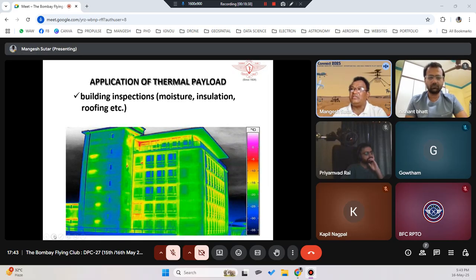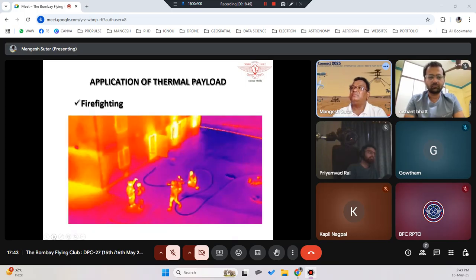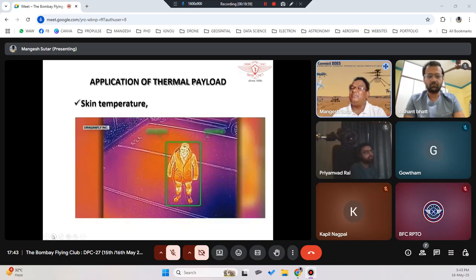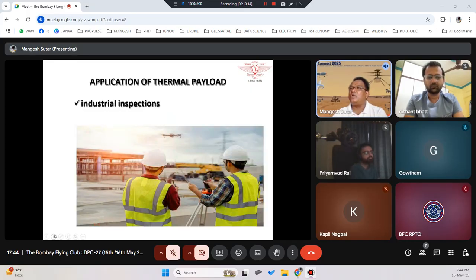Okay, this is the application of building inspection, moisture, insulation, roofing, like everything you can monitor using thermal inspection. Okay, firefighting, autonomous vehicle and automatic braking, all the things you can see here. Skin temperature. I think you would have seen this during the pandemic, right? A lot of exit and entry points where they put thermal cameras, right? So even using thermal cameras, you can do skin temperature monitoring. So these are just applications we put up over here.